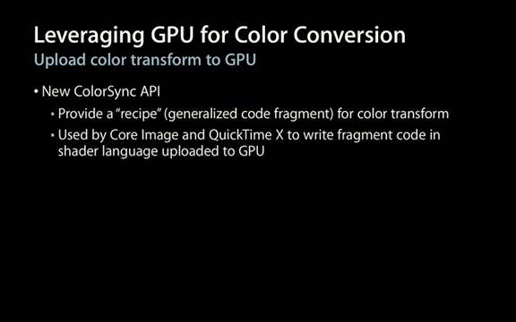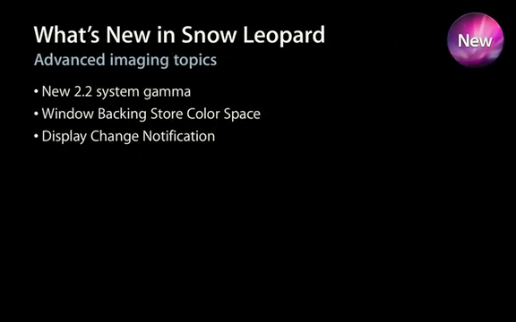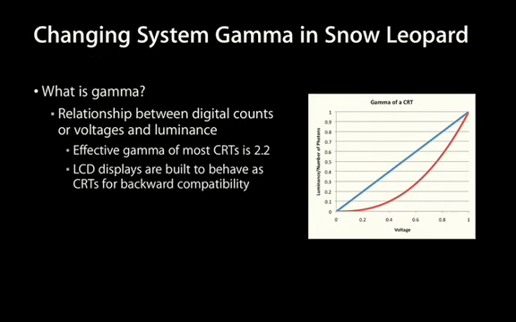So this is all about ColorSync. Now, there are certain topics related to color that I'd like to talk about, which are new in Snow Leopard. First of all, the fact that we are now using 2.2 as the system gamma. Another topic I'd like to mention is the color space of the window backing store. And then something which is also important starting from Snow Leopard is display change notification. So let's go quickly to system gamma in Snow Leopard.